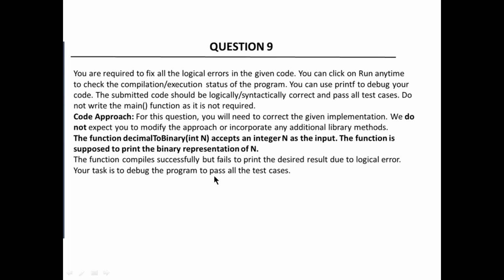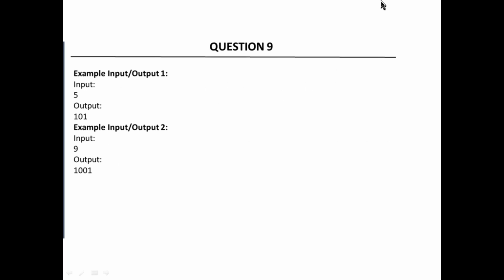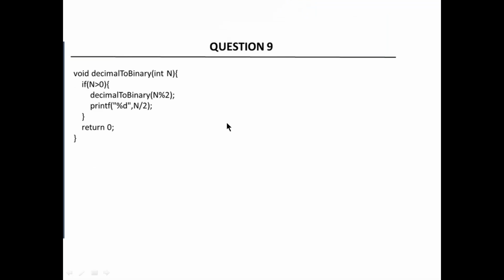Decimal to binary. So directly let us see this one more. Yesterday I explained this program also. So 5, on converting to binary you'll get 101, and 9 on converting to binary you'll get 1001. That's good. Let us see the program more. Writing the program is not required, just error correction only. Observe, everyone.